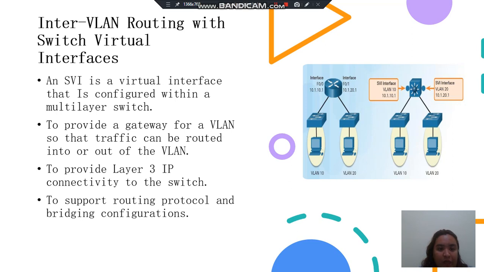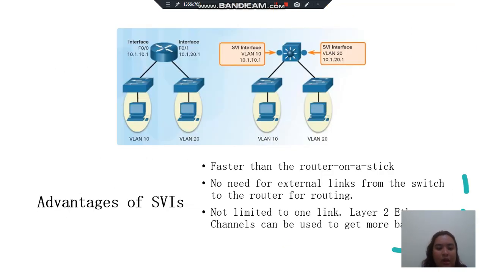So, inter-VLAN routing with switch virtual interfaces. An SVI is a virtual interface that is configured within a multilayer switch to provide a gateway for a VLAN so that traffic can be routed into or out of the VLAN. It also provides layer 3 IP connectivity to the switch and supports routing protocol and bridging configurations. Advantages of SVIs: it is faster than router-on-a-stick, and there is no need for external links from the switch to the router for routing.